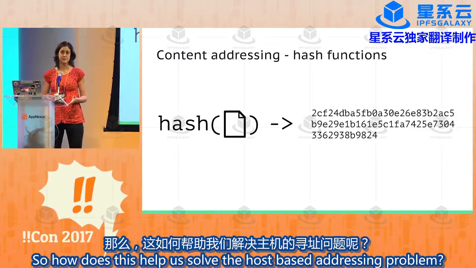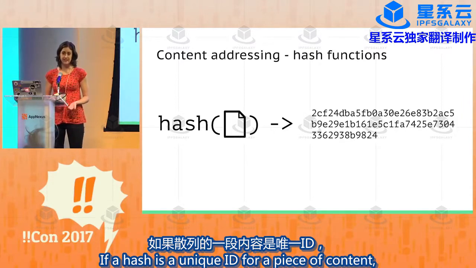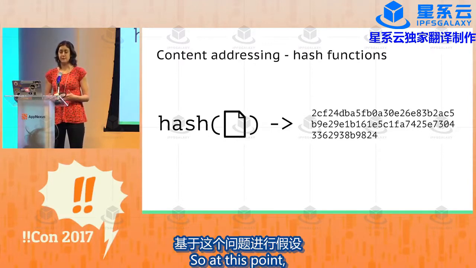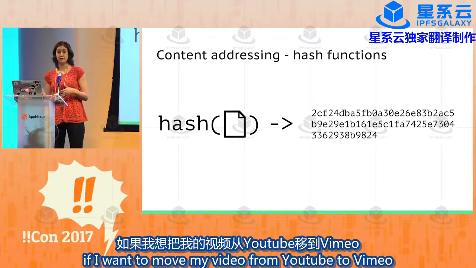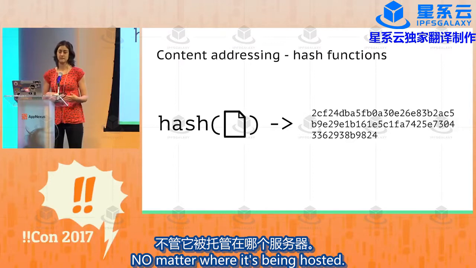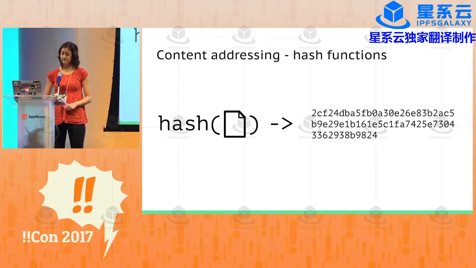So how does this help us solve the host-based addressing problem? Well, if a hash is a unique ID for a piece of content, that means we can also use it as an address for that piece of content. So at this point, if I want to move my video from YouTube to Vimeo, it can maintain the same address, no matter where it's being hosted.